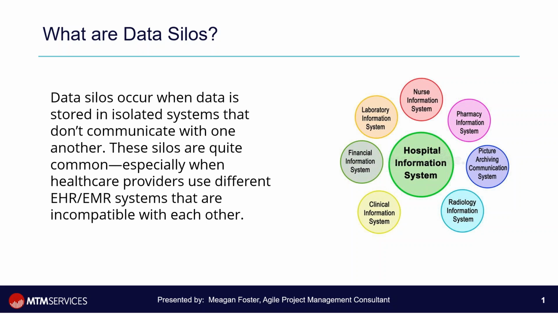So data silos occur when data are stored in isolated systems that don't communicate with one another. And these are quite common, as I mentioned. We have laboratory information systems, pharmacy information systems, radiation or radiology information systems, clinical information systems, financial information systems. And quite often it takes a lot of legwork and processing to get these systems to speak to each other.